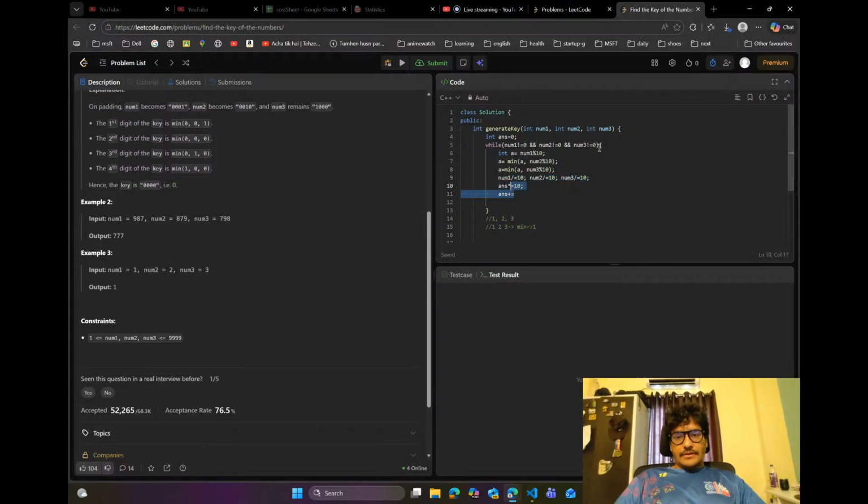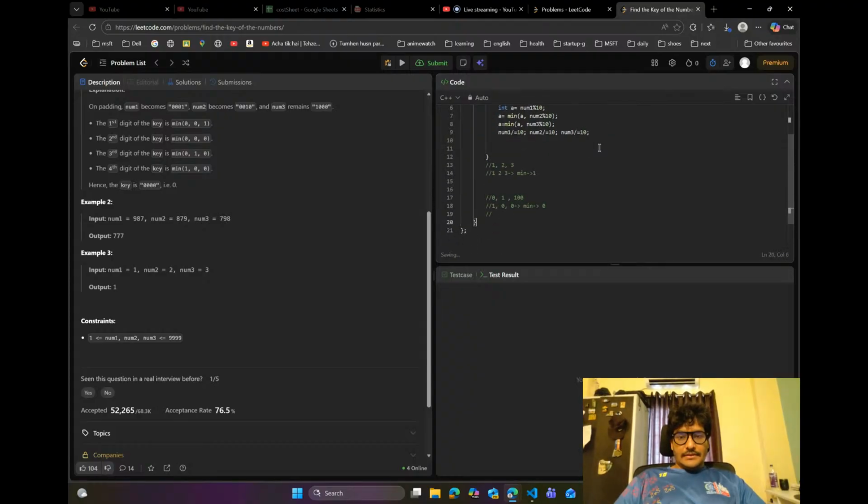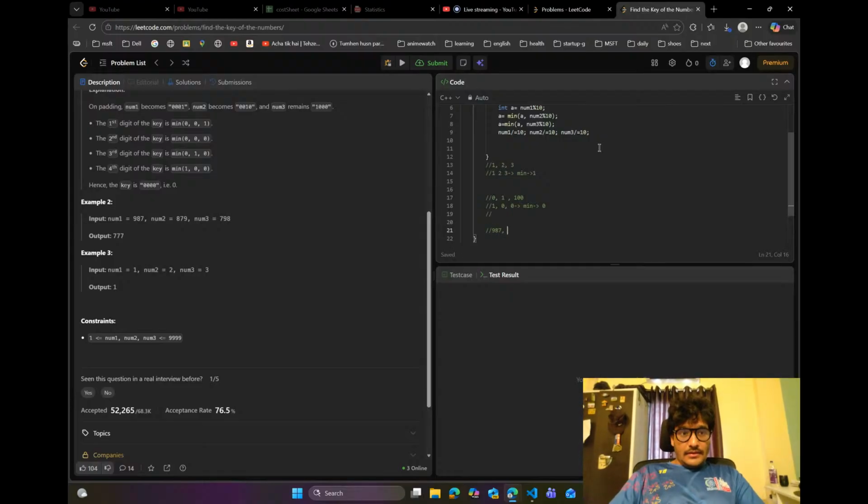No, this is where we need to think a bit. Let's take the case of 987. It's a 9 and it's a 9. Here, first we'll get 7, 9, 8. So the minimum would be 7. So answer would be 7.